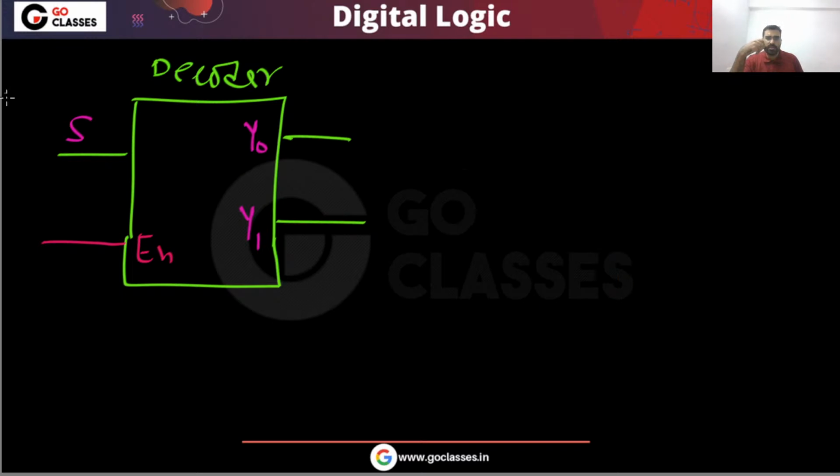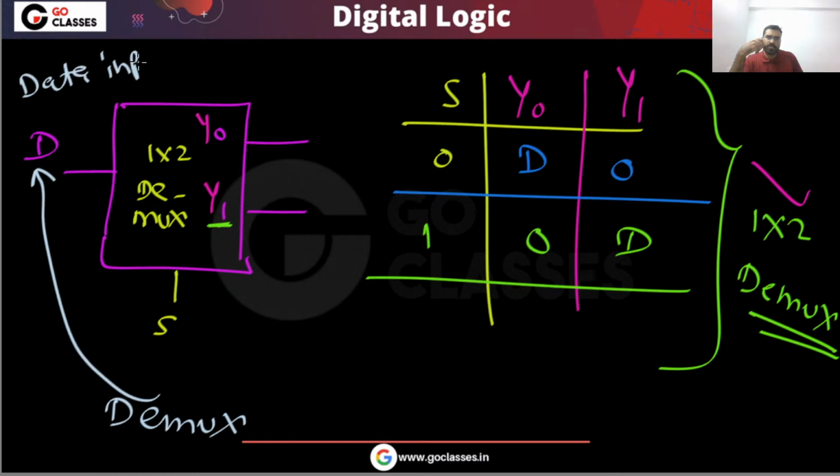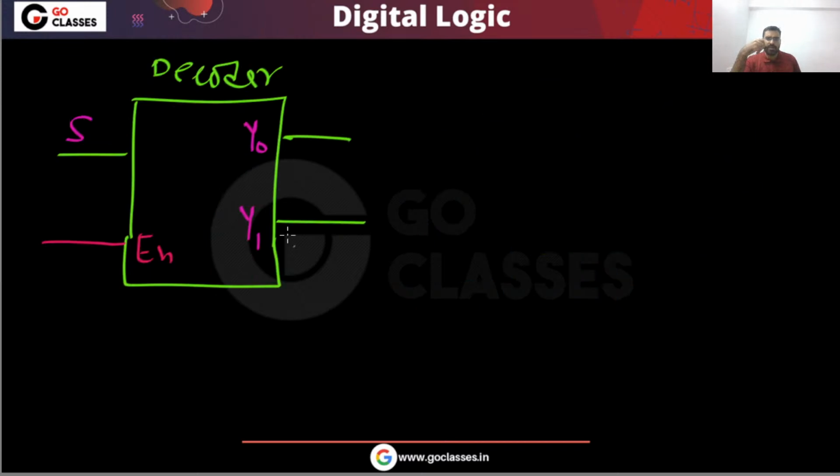Which should be my data input? In the demultiplexer, we have a data input, and we have a select line. So tell me, if I want to convert this into a demultiplexer, what should I do? Remember, this will work as the select line for the demultiplexer.